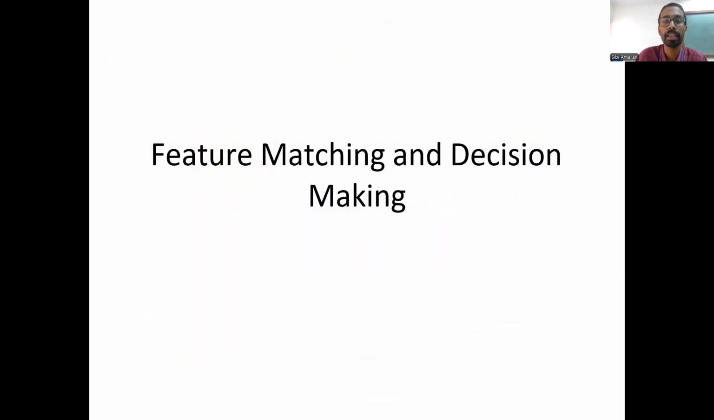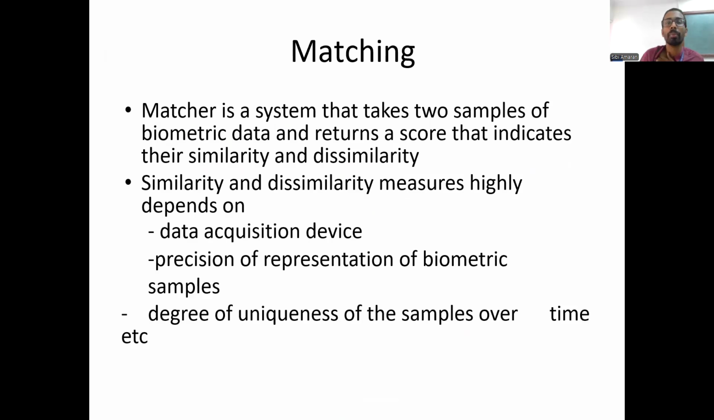So next we can move into feature matching as well as decision making. Matching is a system that takes 2 samples of biometric data and returns a score that indicates their similarity or dissimilarity. I already explained: if it is coming from the same individual, that is represented as genuine. If it is coming from a different person, not a genuine person, it will be considered a dissimilarity.